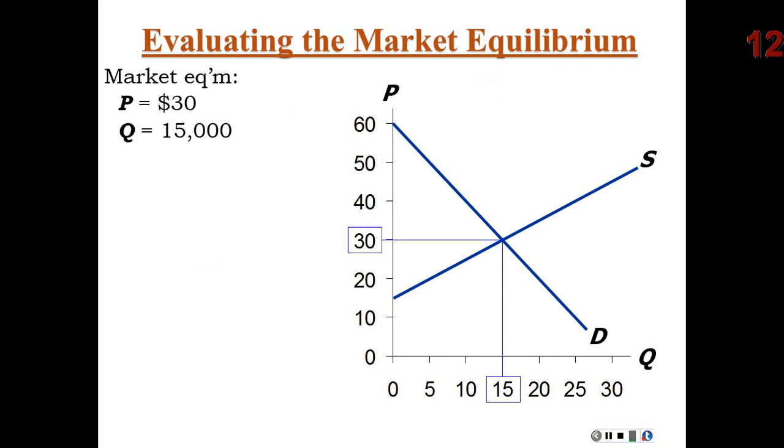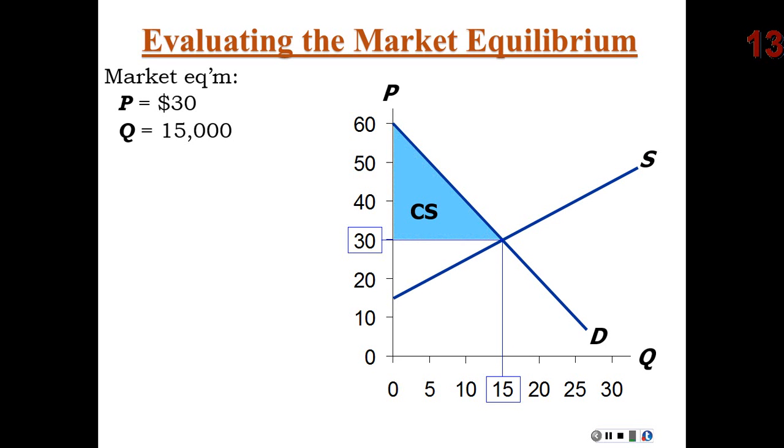Graphically, let's say here's our market. We have our supply curve. We have our demand curve. Equilibrium is obviously $30, and 15,000 shoes is the equilibrium quantity. So now, what would be consumer surplus, producer surplus, and total surplus for trade taking place in this market given these market conditions?